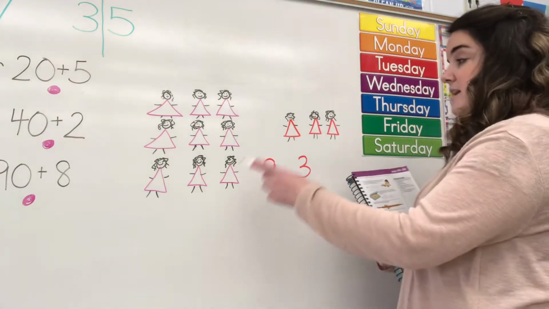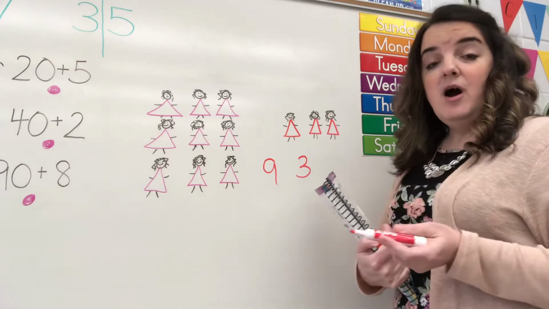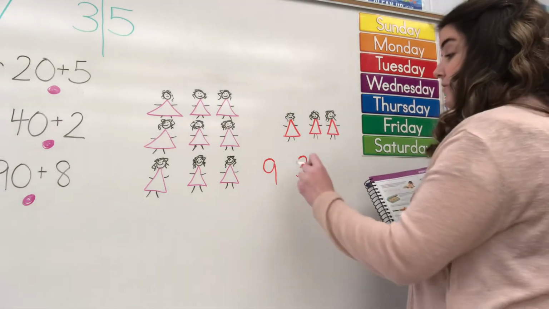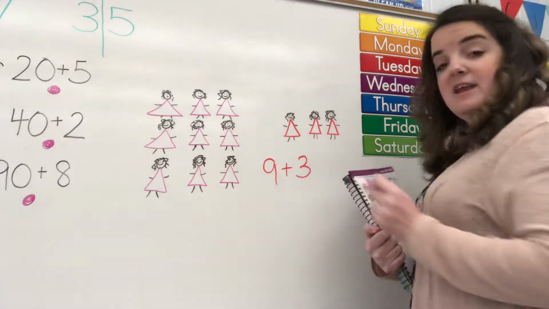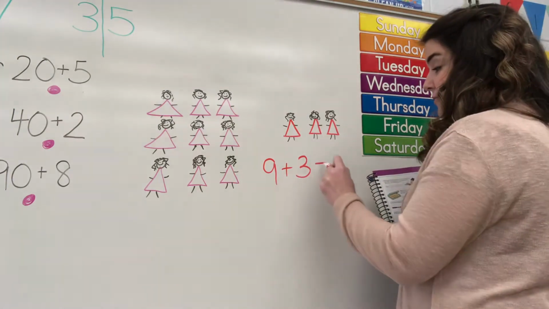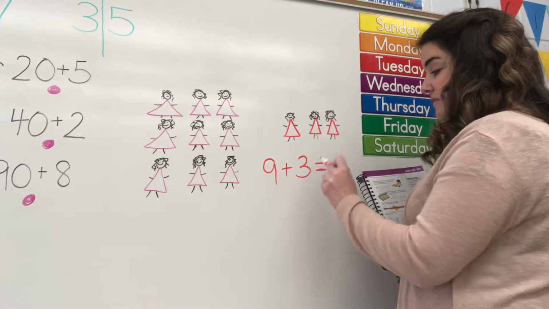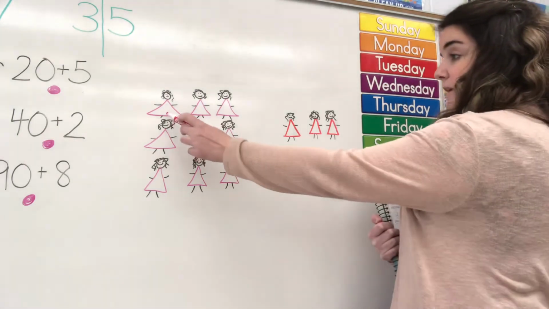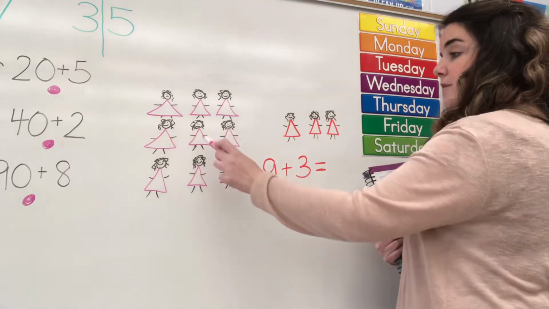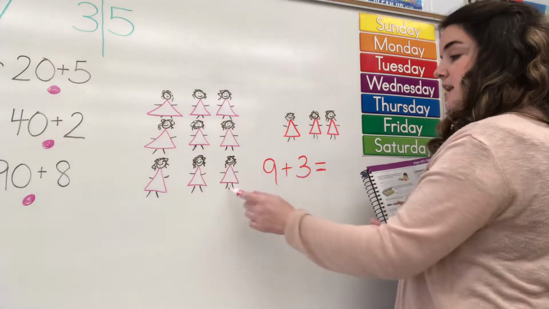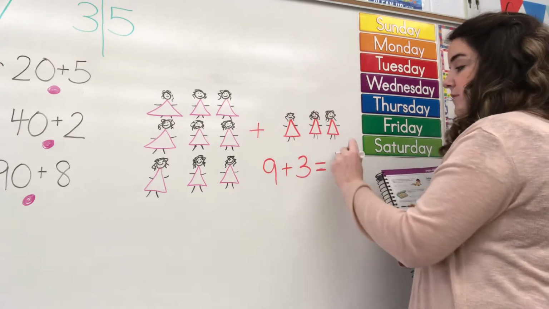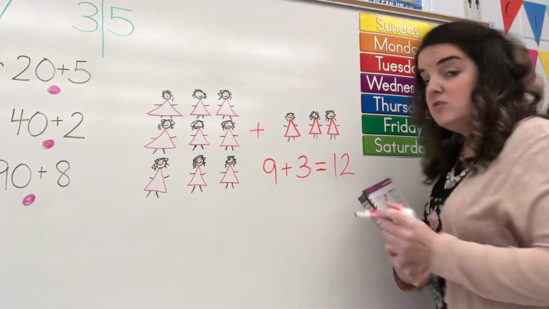So 9 and 3. So are we going to add or are we going to subtract? We're going to add. 9 plus 3, those are our 2 numbers that we need to write in the box. 9 plus 3 equals, well, let's count. Ready? 1, 2, 3, 4, 5, 6, 7, 8, 9, 10, 11, 12. So my answer is 12.